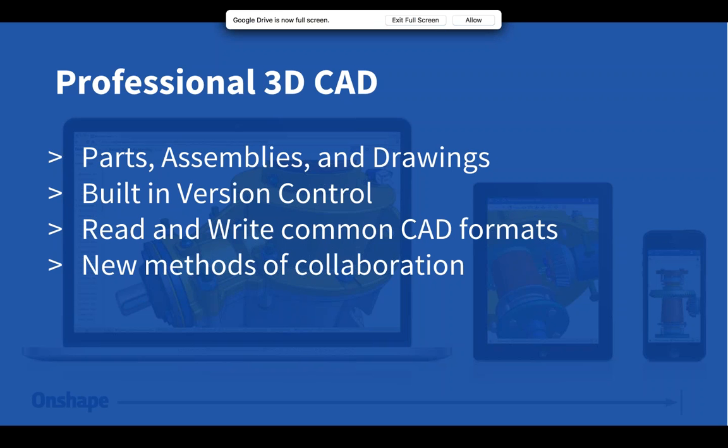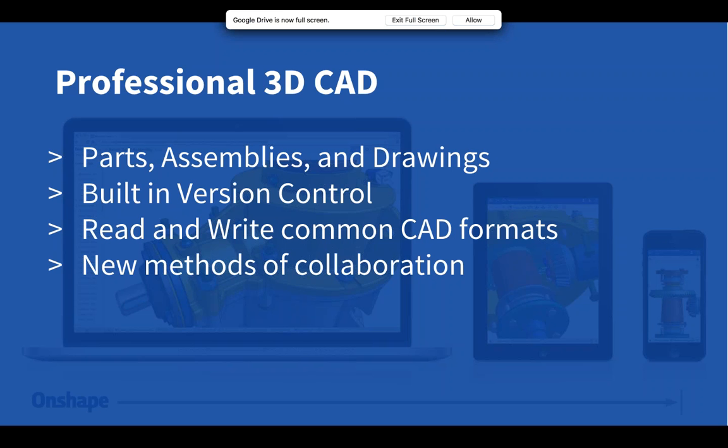Also, if you've come from another CAD system, we have the ability to read and write common CAD formats. STEP, IGES, Parasolid, SolidWorks, Inventor, CATIA, Creo, and so on are a number of different formats, and that's not the complete list, that we can both import and export. It means that Onshape is a great solution for working alongside an existing CAD system.